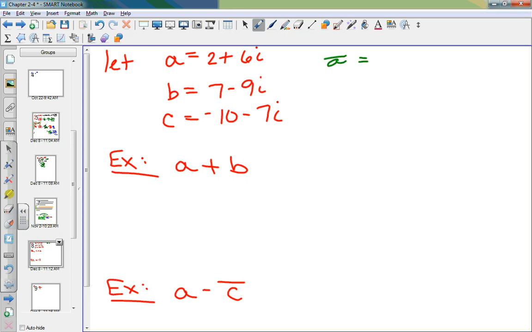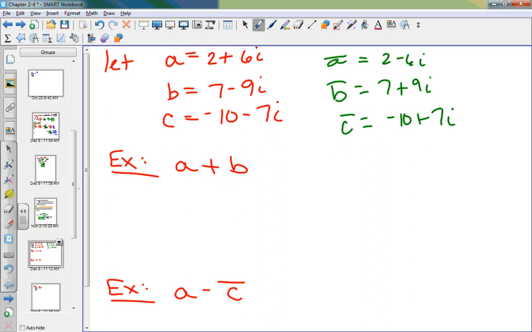So what's the conjugate of 2 plus 6i? 2 minus 6i. Very good. What's the conjugate of B? 7 plus 9i. What's the conjugate of C? -10 plus 7i. Okay? Do we all see that? Why does it stay negative? Because the real number stays exactly the way it is, only the imaginary part of it changes its sign.